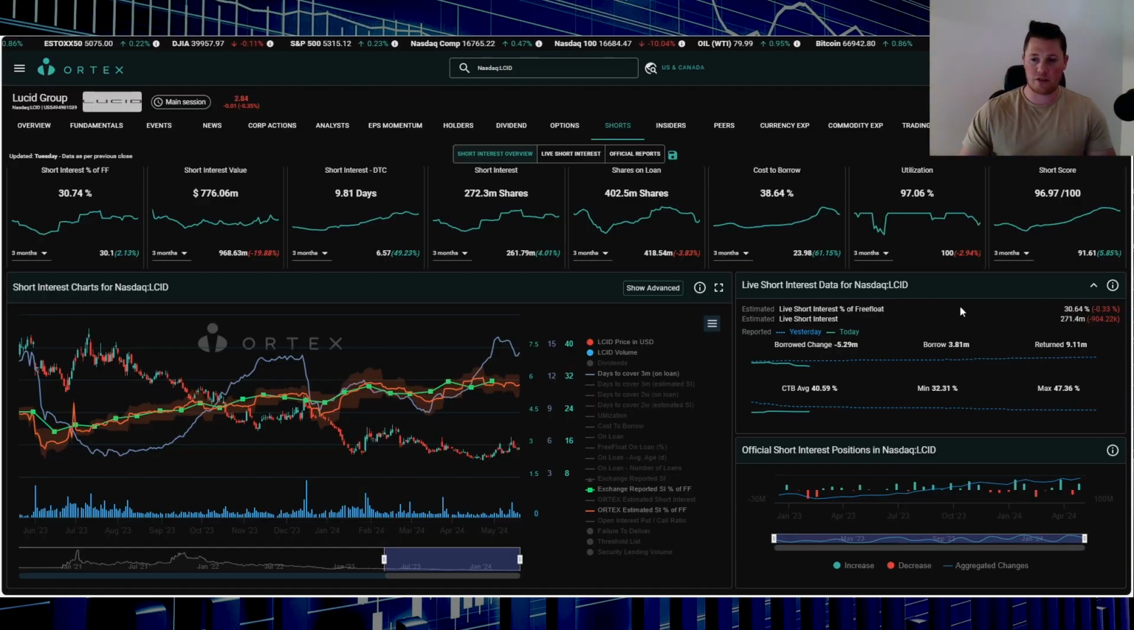When it comes down to shorts though, they're returning about 900,000 shares. 30.64% of the free float is being shorted. 271.4 million shares overall are being shorted. And then cost of borrow average is 40.59%.